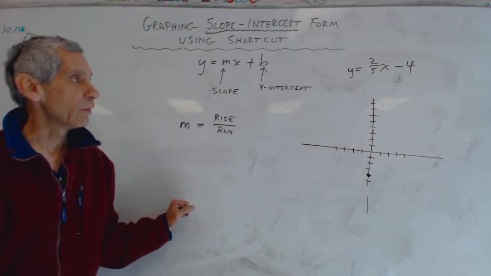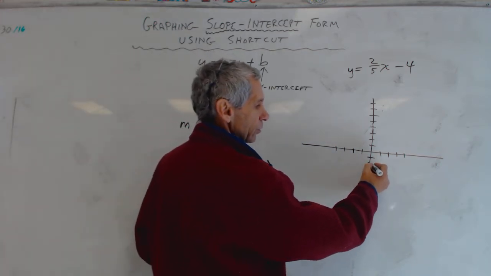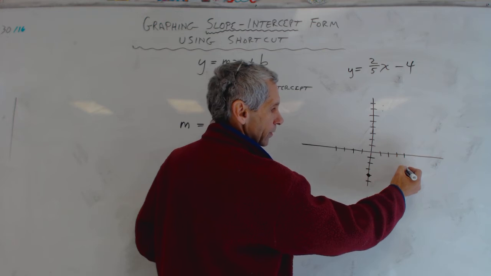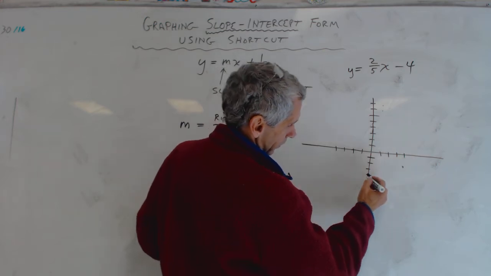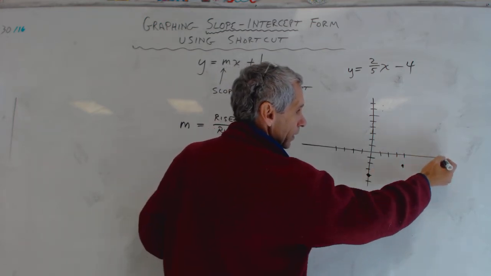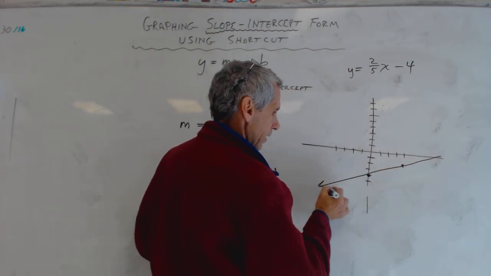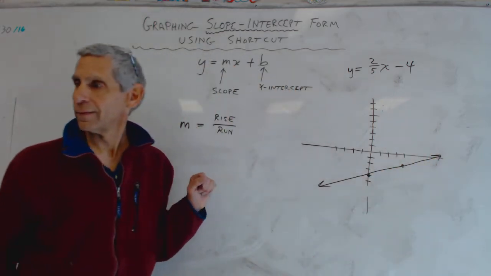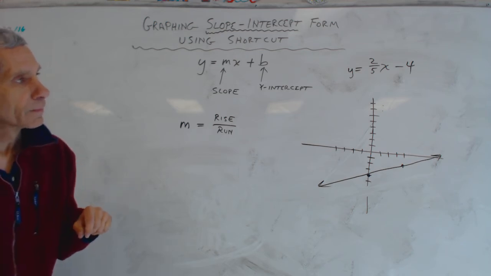Okay? And then what do I do? Rise 2, run 5, boom. And since it's such a long one, I'm just going to do it once. And I just draw my line and I'm done. Look at that. Easy peasy.